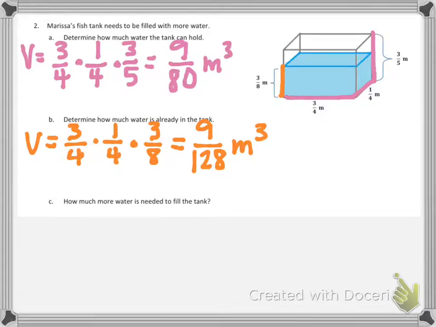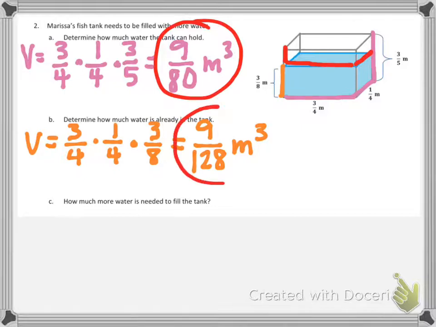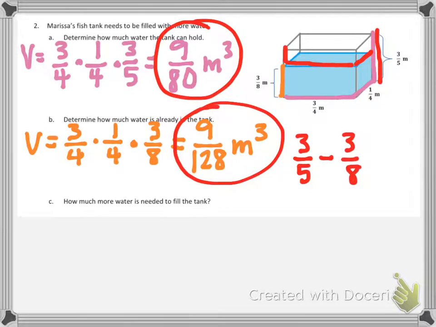And then the last question is, how much more water is needed to fill the tank? Well, we can do this in a couple of different ways. We can find the height of the empty space up above and use length and width again. Or we can take the volume of the entire tank and subtract away the volume of the water, which looks like not a lot of fun because we'd have to make those denominators the same, and that does not look easy. Those would be some big numbers. So what I'm going to do is find out what the height is by taking the original height over here, 3/5, and subtract away the height of the water, which is 3/8. Now, still we need to do some work because the denominators aren't the same. But they'll be much easier numbers.